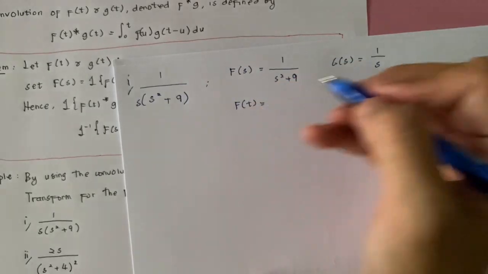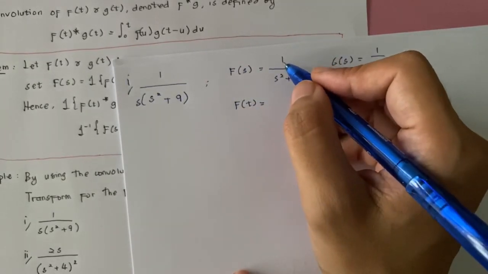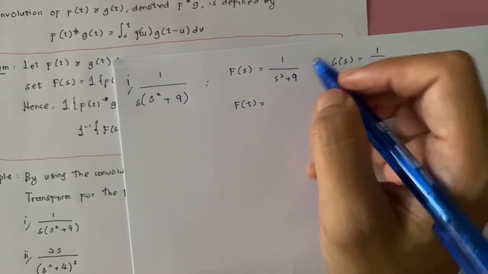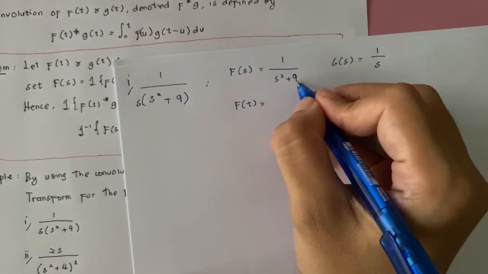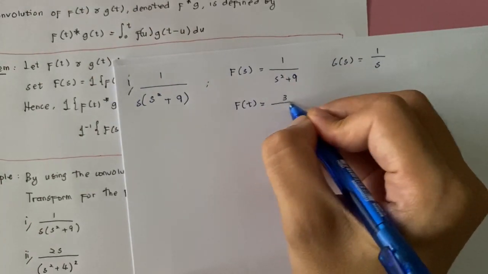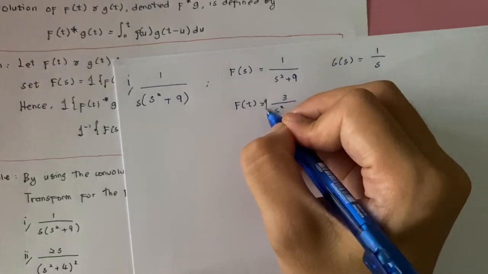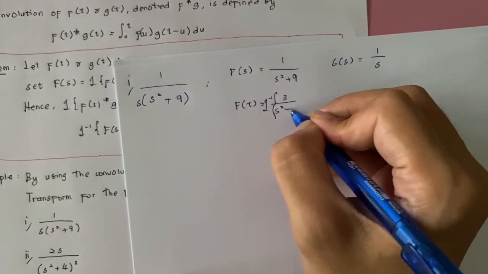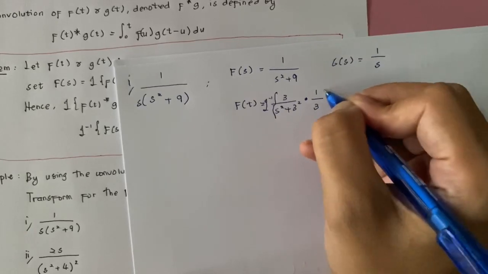So find the f(t) and g(t). What is the inverse Laplace of 1 over s squared plus 9? This is sine t. You know sine t, so for sine t you have a here. So a is 3. So this is 3 squared. So you need to find the inverse Laplace of 3 over s squared plus 3 squared, multiplied by 1 over 3.